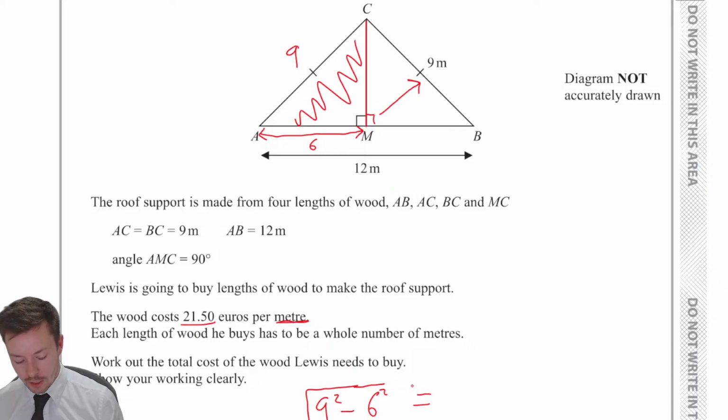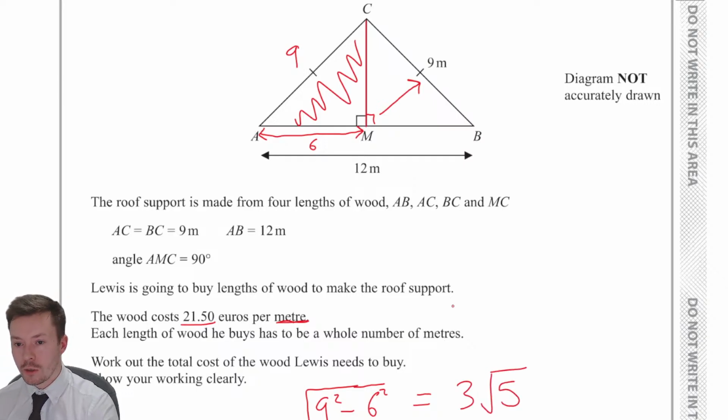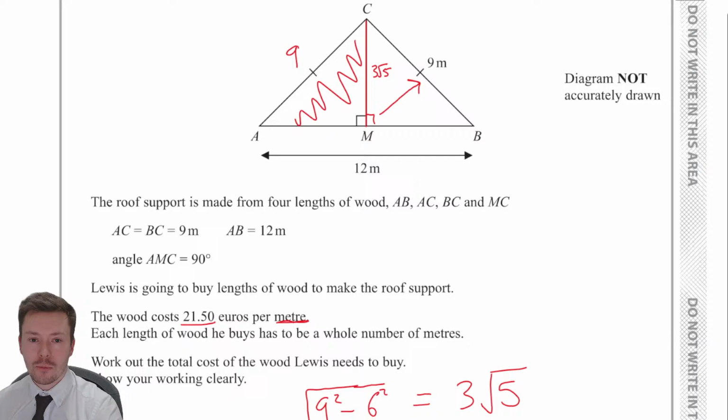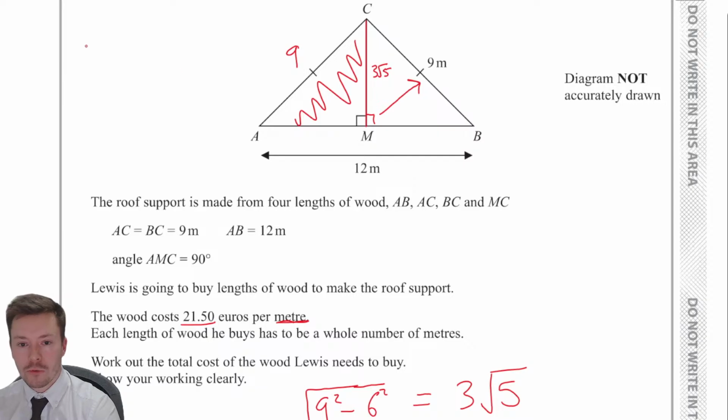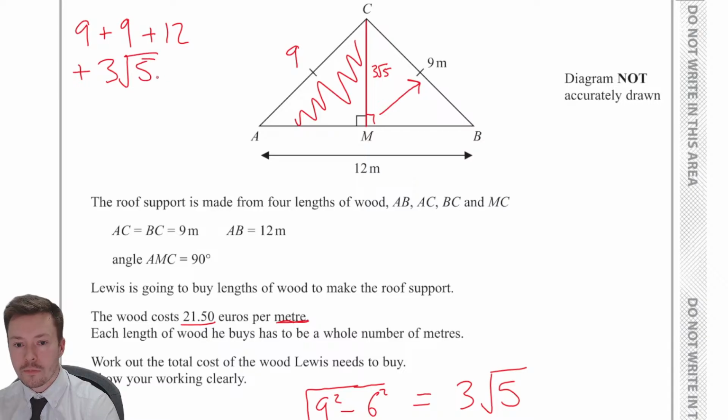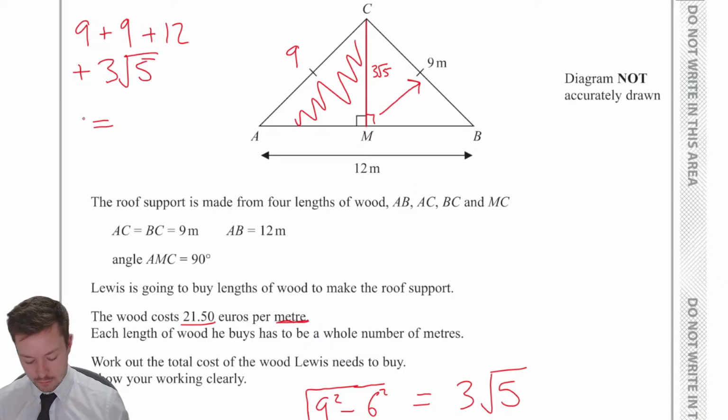Okay, let's put that into the calculator. That gives us 3 root 5. I'm going to leave that as 3 root 5 at the minute because I don't want to get a rounding error. Okay, so that is this length here, 3 root 5. Now we're going to add all the lengths up, and I'm going to get rid of this 6 here so I don't get confused and write that down as well. I'll do it up here so we can see it all clearly. So we've got 9, add 9, that's those two sides, plus 12, and then plus 3 root 5. And let's see what that gives us.